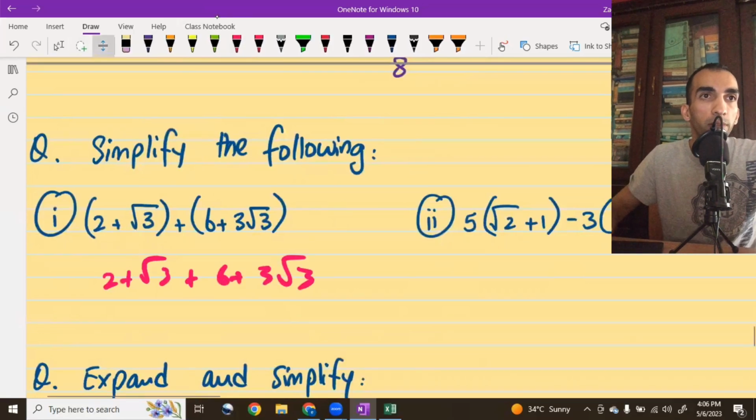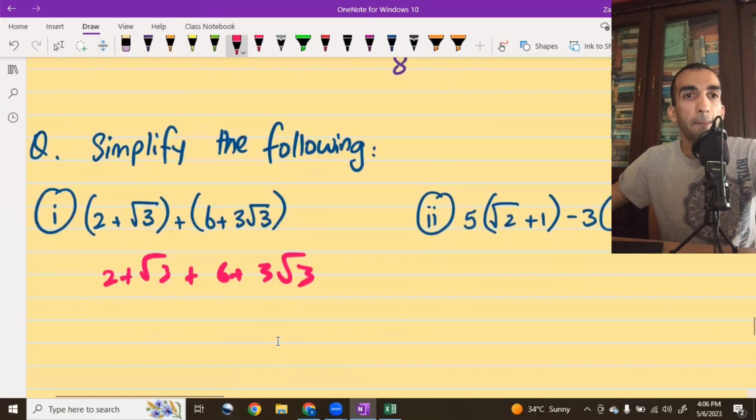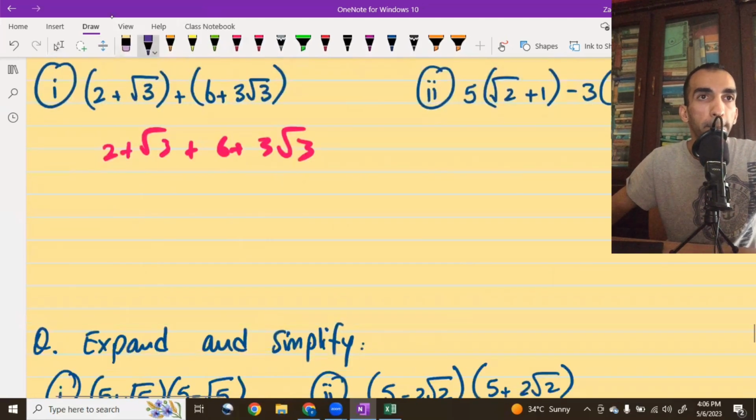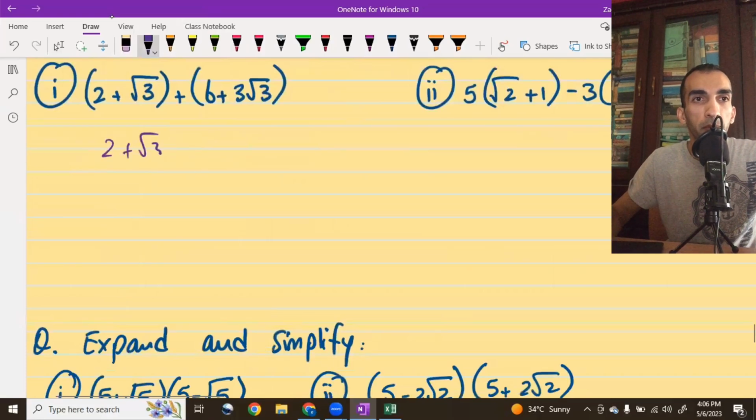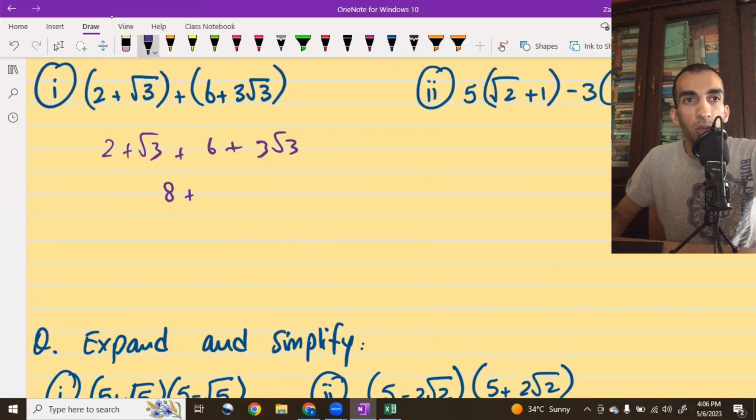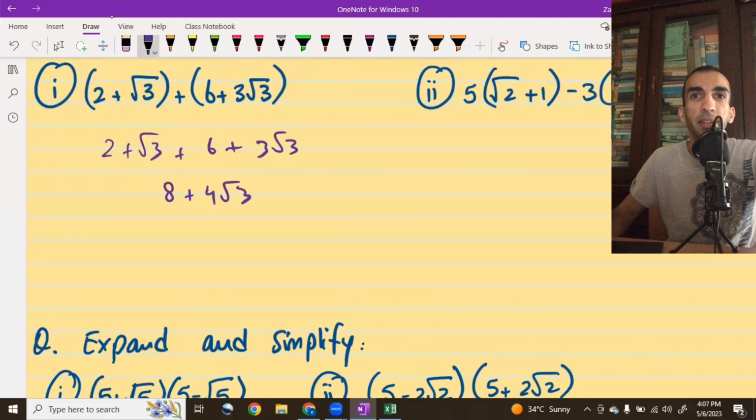How can I solve this further? Add 2 and 6, and then square root of 3 add 3 square root 3. So if I add 1 square root of 3 plus 3 square root of 3, how many square roots of 3 do I have? 4 square root 3. Indeed.